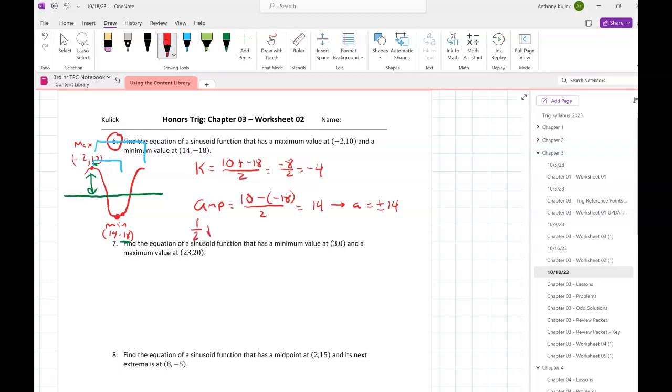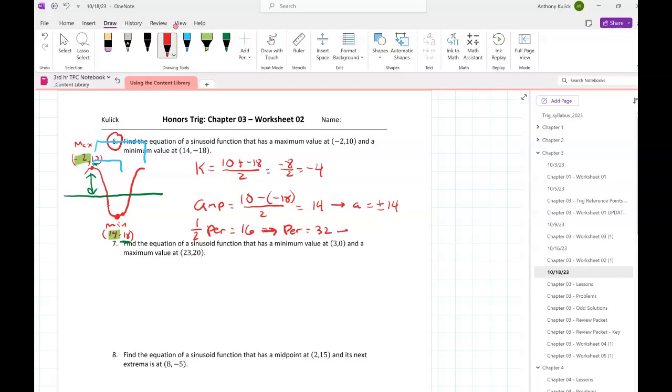So half the period is going to be the distance from -2 to +14. How far is it from -2 to +14? 16 units, right? Yep. So one period then should be 32. Everybody's okay with that?